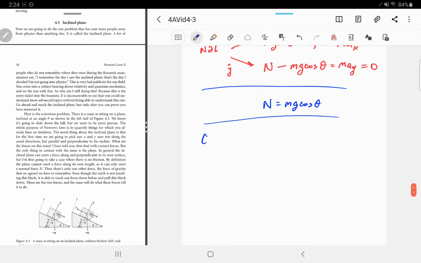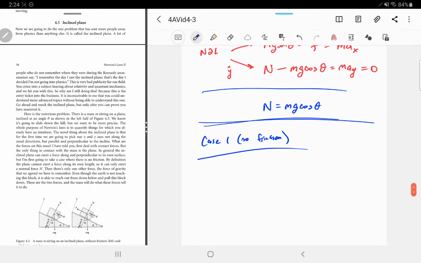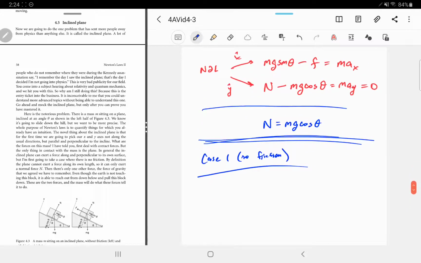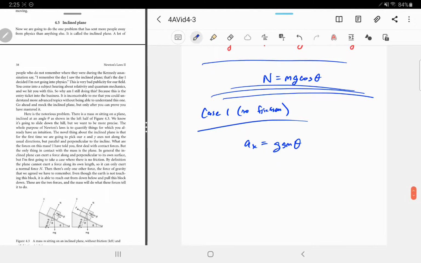Now, we can separate this into two cases. Case 1, no friction. If there's no friction, then lowercase f is 0, and I'm setting this equal to 0 and just dividing both sides by lowercase m. So a_x would be g sine theta. And then we would be done. That's not terribly interesting.